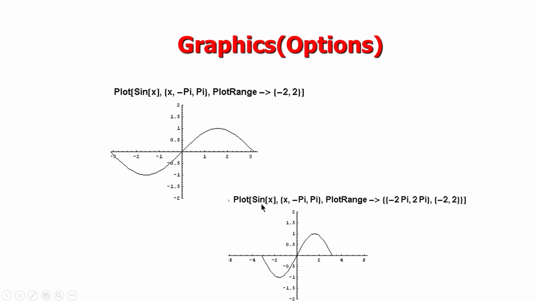Similarly, you can see sine x is being plotted from -pi to +pi, but you are saying that the plot range should be minus 2 to plus 2. You're plotting the function from minus pi to plus pi, but then you say the plot range should be minus 2 to plus 2. As you can see, yeah, minus 2 to plus 2. Yeah, I think there is a mistake over there.